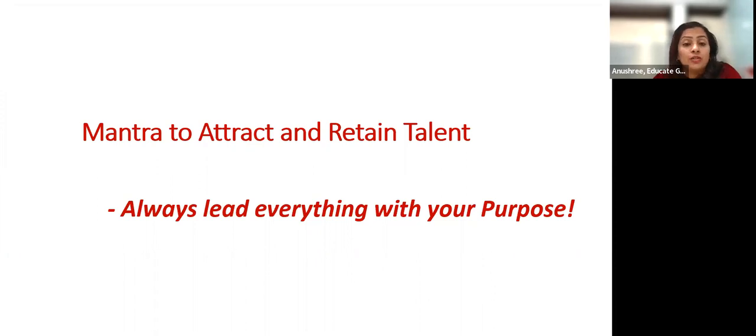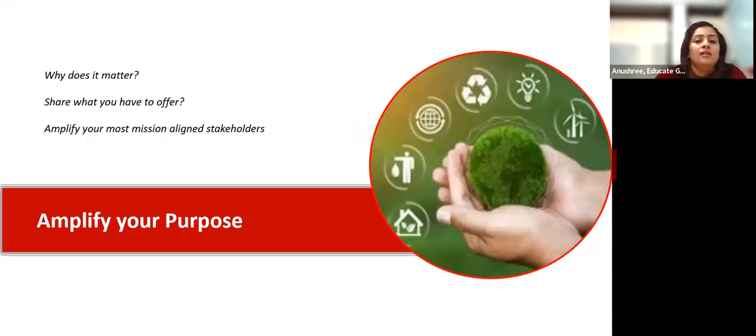So what is the mantra to attract and retain talent? I think one thing that we've always worked on is to always lead everything with your purpose. The connect to the cause, mission led people are the most important thing. How do we connect everything with our purpose, be it attracting talent, retaining talent, or developing people, everything. So here are a few points. How do you amplify your purpose? Why does it matter? You need to be very, very confident on why your purpose matters.